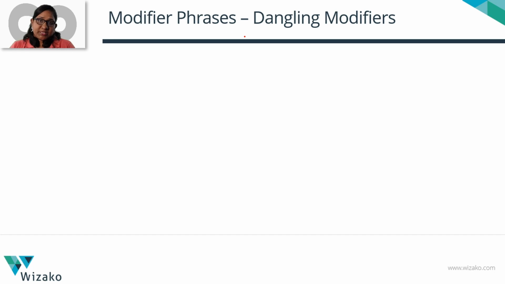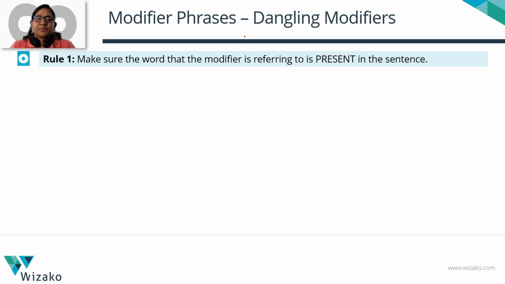Alright, what are the placement rules? There are two broad rules that govern the usage of modifiers in a sentence. The first of the rules: if you have a modifier, that modifier is a description for a particular word. Make sure that the word that the modifier is referencing is explicitly stated, that it is present in the sentence.